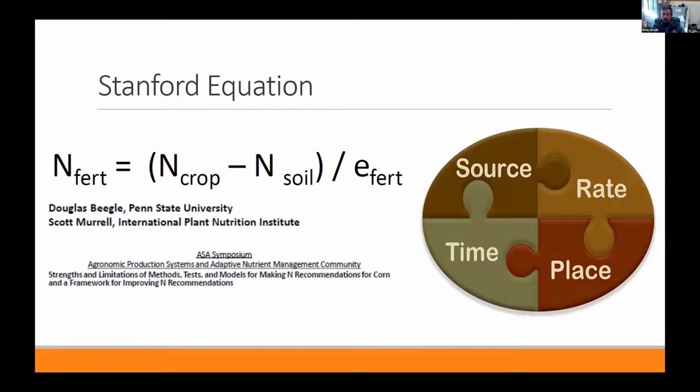So the 4 R's, how do we get things improved? It's getting the right source, the right rate, the right time, the right place. Well, with wheat, I think a lot of what we've got that can really be tweaked is not so much a source. There is some source. It's not so much a placement. There is some placement we can do, but it's the rate and the time.